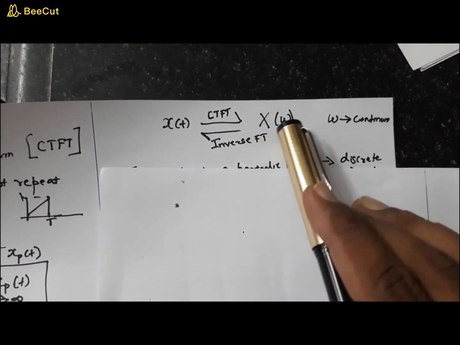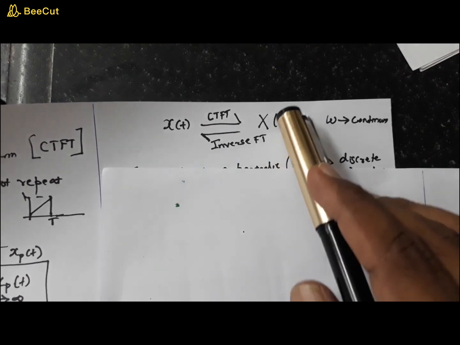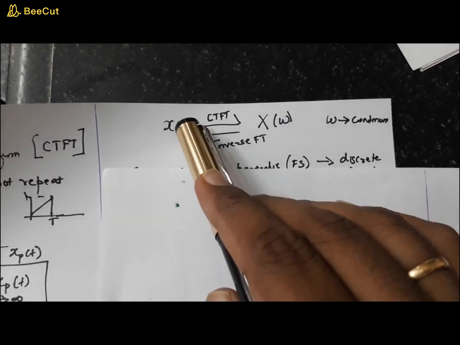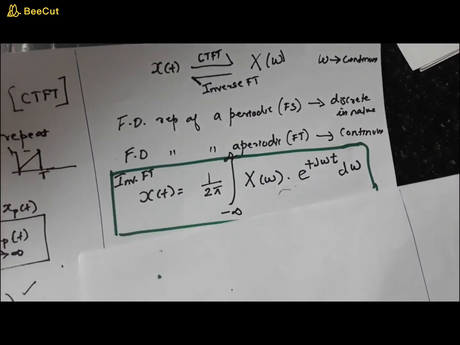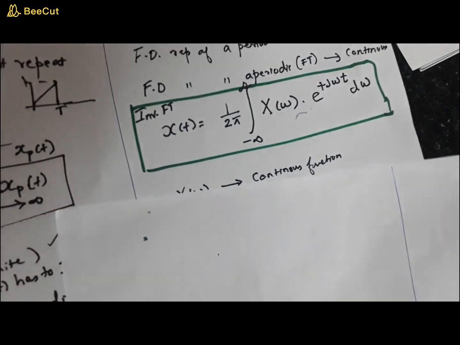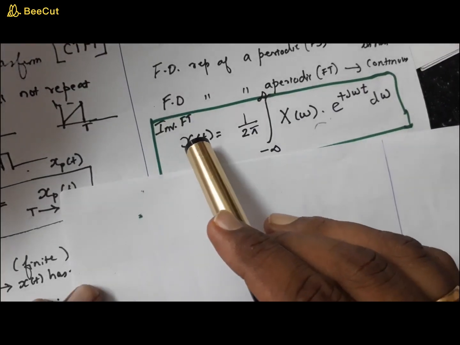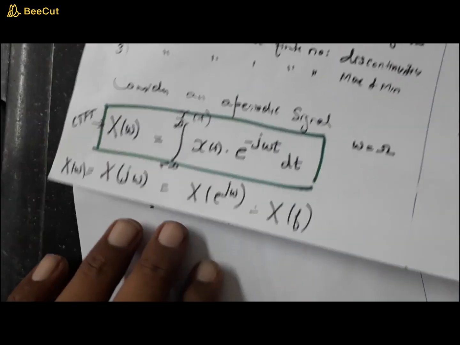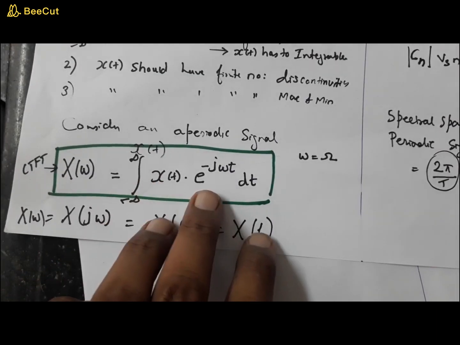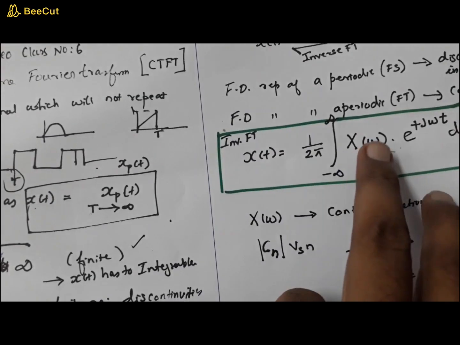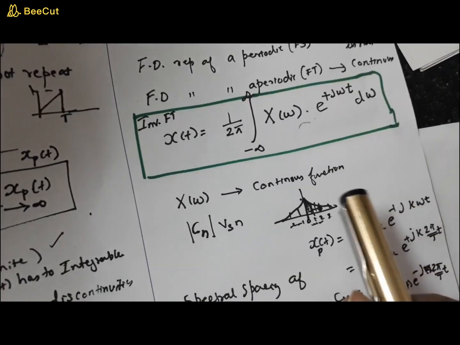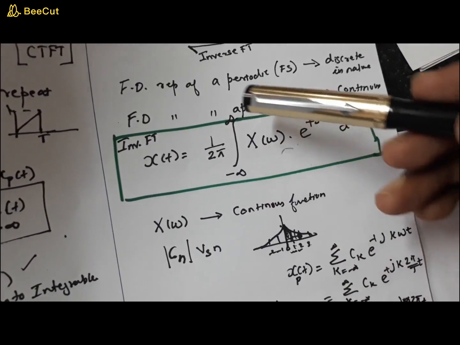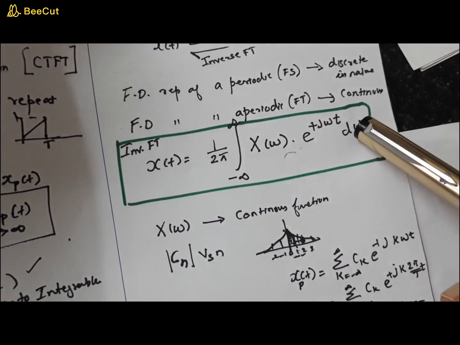Now, since it is a transform, there is also an inverse relationship. If you have the X of omega, you will be able to get x of t, and we call that the inverse continuous time Fourier transform. And this is the equation for the inverse Fourier transform. x of t is given by, now look at this, there is a slight difference. In the forward case, x of t is multiplied by e raised to minus j omega t. Here X of omega is multiplied by e raised to plus j omega t, and you are integrating from minus infinity to plus infinity with respect to omega.